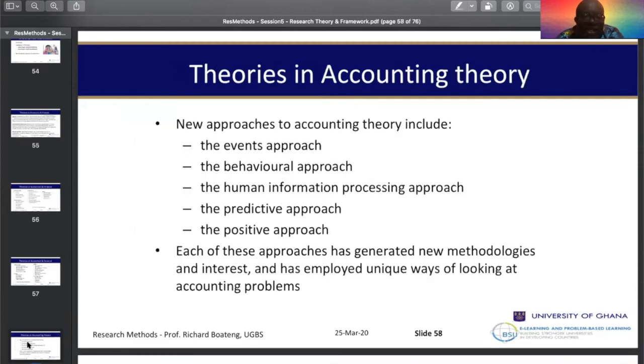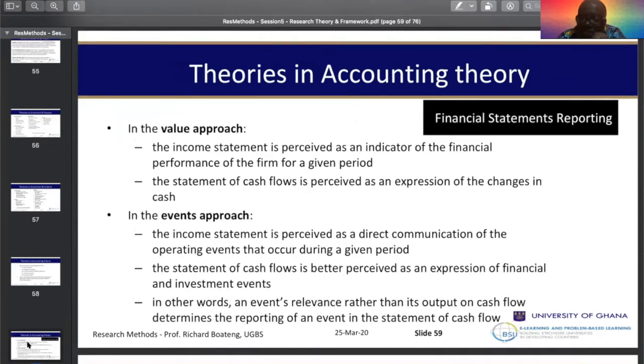Then in accounting, you've got the events approach, the behavioral approach, human information processing approach, and positive approach, and you have got the value approach to financial statement reporting and the events approach. All of them look at different things when they are looking at financial statement reporting. For example, in the events approach, the income statement is perceived as a direct communication of operating events that occur in a given period. In other words, event relevance rather than the output of cash flow determines whether it will be seen on the statement of cash flow or not. So if you're looking at a cash flow document, you may be able to know that if a person uses a value approach, you may see something on it. If you use an events approach, you may see certain elements on it.